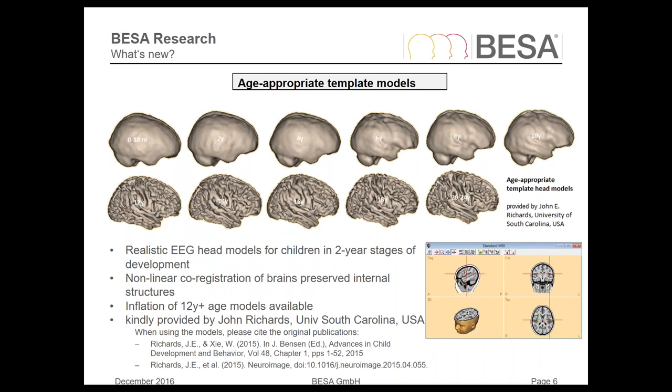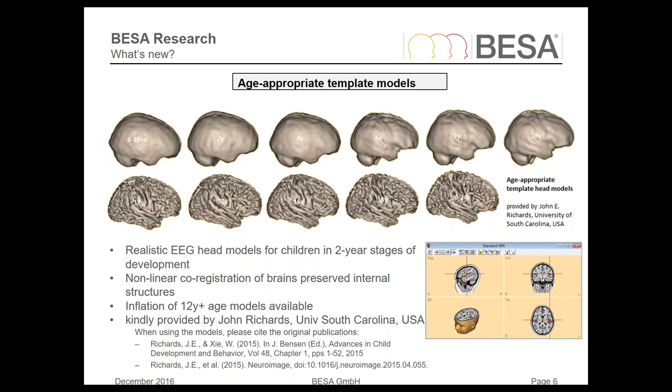So another new feature in BESA Research 6.1 are the age-appropriate template models. The data for these models were kindly provided by John Richards from University of South Carolina. And if you use these models, we would kindly ask you to cite the papers that are shown at the bottom of this slide. You can find this information also in the BESA source analysis help file if you go to the chapter on head models and then to the subchapter on age-appropriate template models.